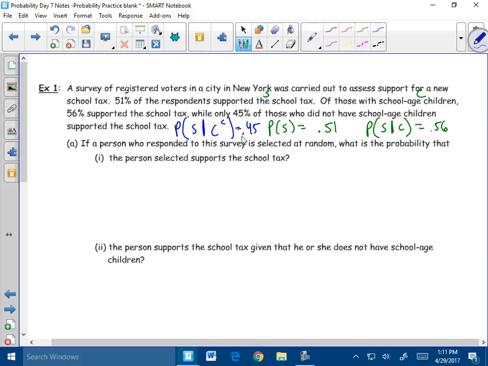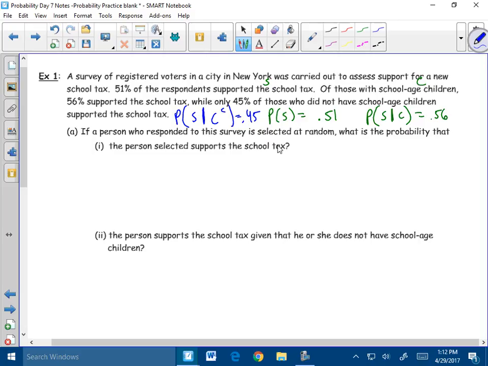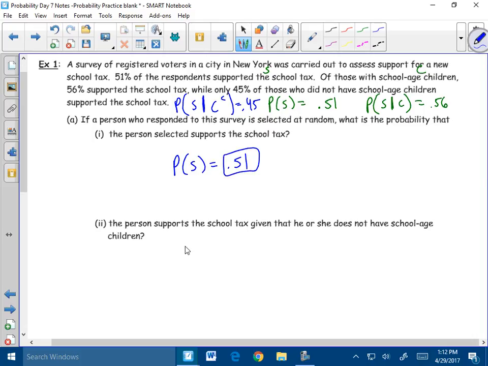Okay, so now we'll see if we can answer these questions. If a person who responded to the survey is selected at random, what is the probability that the person selected supports the school tax? So the probability that someone picked at random supports the school tax, that's P of S. So P of S, 51% or 0.51. That's all they're looking for there. What's the probability that the person supports the school tax given that he or she does not have school-aged children? Well, they told us that as well, right? The probability that they support the school tax given that they do not have children is 0.45.